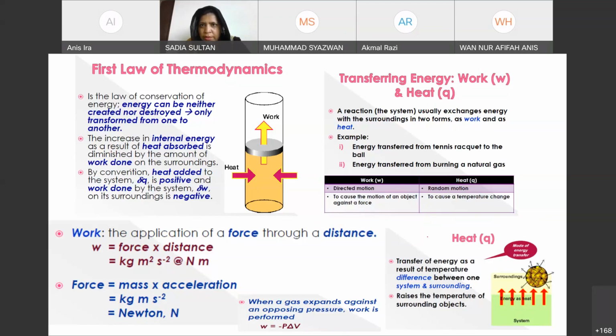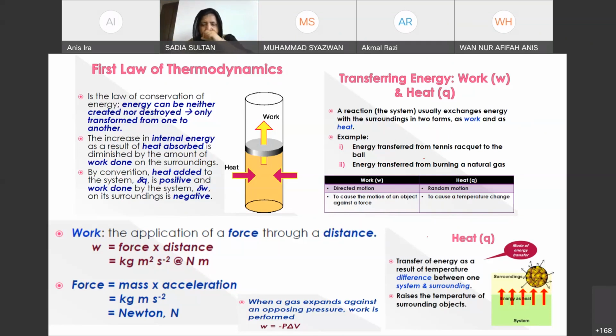Translation energy. A reaction usually exchanges energy with the surroundings in two forms: either we release heat, or we do some work. Energy transfer, for example, from a tennis racket to the ball. When we play tennis, what happens? We hit the ball, so the energy we give to the racket is transferred to the ball, and the ball goes far.